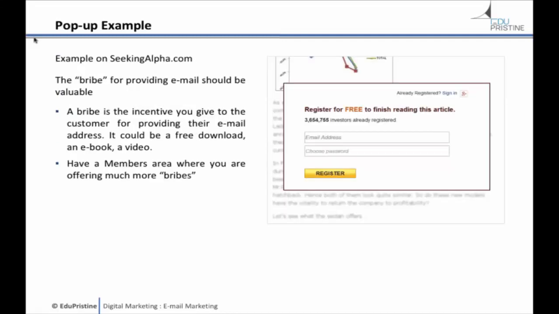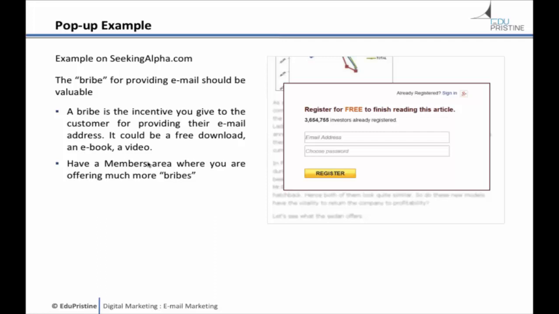This is something that we just saw. Example on seekingalpha.com: the bribe for providing an email address should be valuable. Now again, this is something that you'll also see on the EduPristine page. They're saying give your email address and then we'll give you a free ebook for SEO. That is because you're interested in digital marketing. So a bribe is the incentive you give to the customer for providing their email address. It could be a free download, an ebook, a video. Because it's free, they'll be like, hey, they just need my email address, I'll give it to them and I'll get this free content.